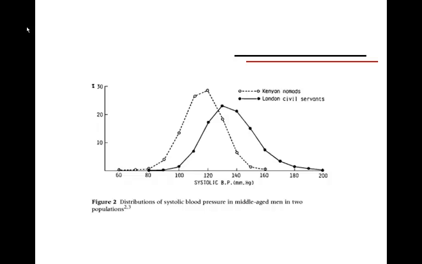And more specifically, and relevant to understanding health outcomes, if we're trying to determine why civil servants in London have high blood pressure and we're only looking within that population, we will fail to realize that the entire population of London civil servants is at a higher level of blood pressure relative to this contrast population of Kenyan nomads.